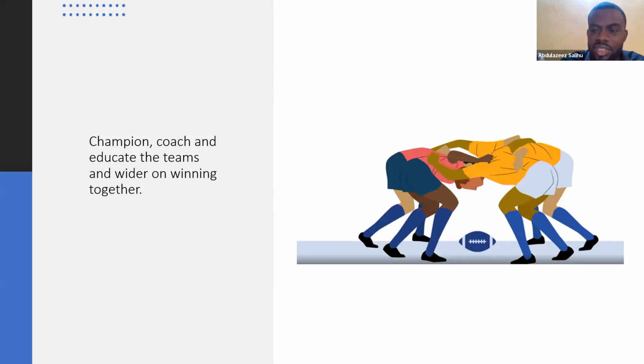The champion needs to coach the team on how to bring everything together. If you're familiar with rugby, you know that in a rugby game, they all put their heads together to win.